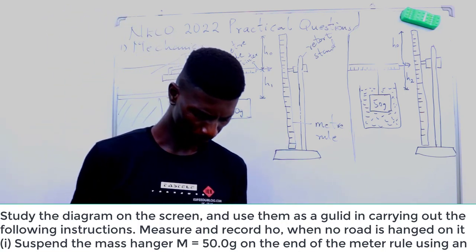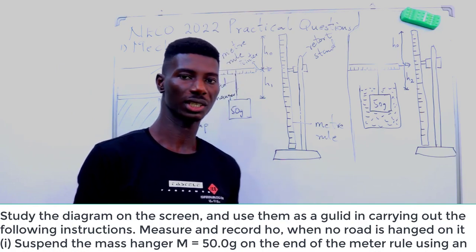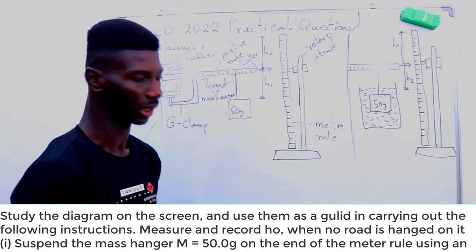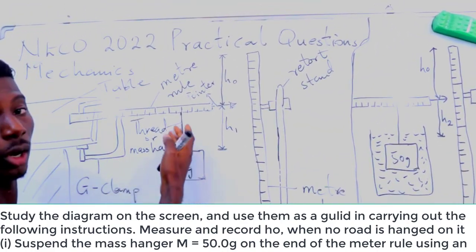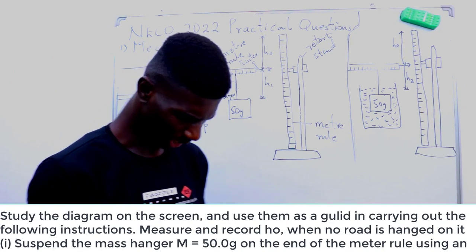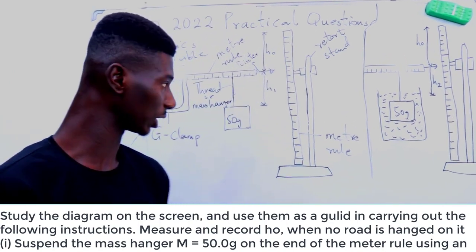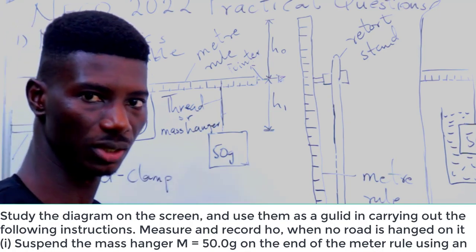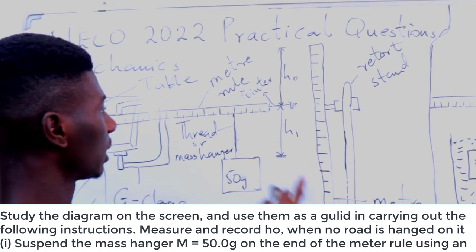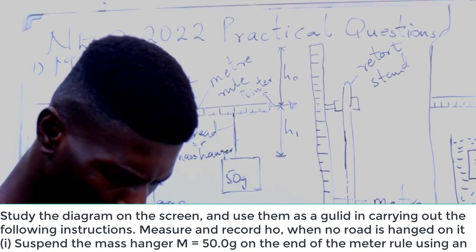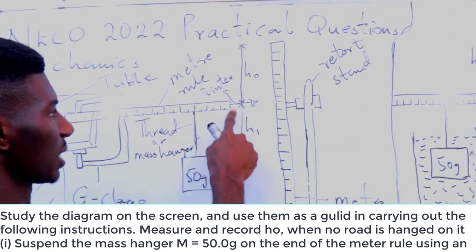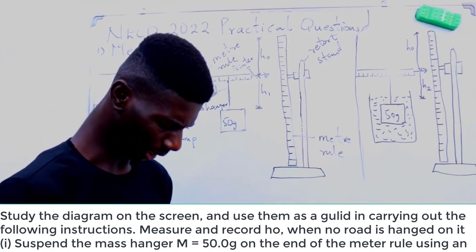Now you are provided with a G clamp, and this is a G clamp. A mass hanger, this is a mass hanger, or you can use a thread to replace a mass hanger, to hang the mass. Now we have different masses, 50 g each, which is this. All these things will be provided for you in the hall. Two meter rules, meter rule 1 and meter rule 2, a pointer and a retort stand. So this is the retort stand. This is the pointer. Okay, and let's see what the practical is.